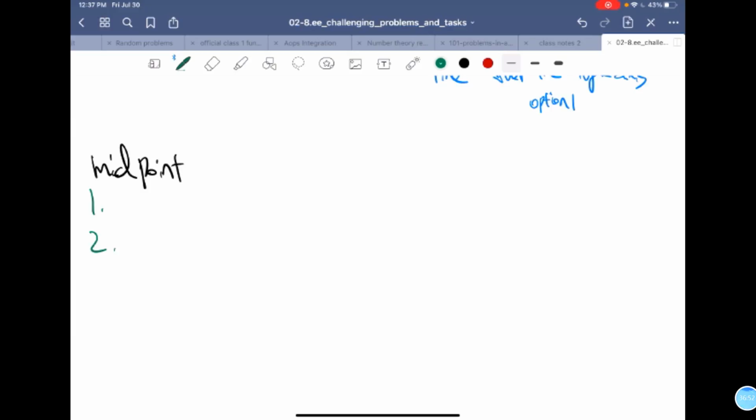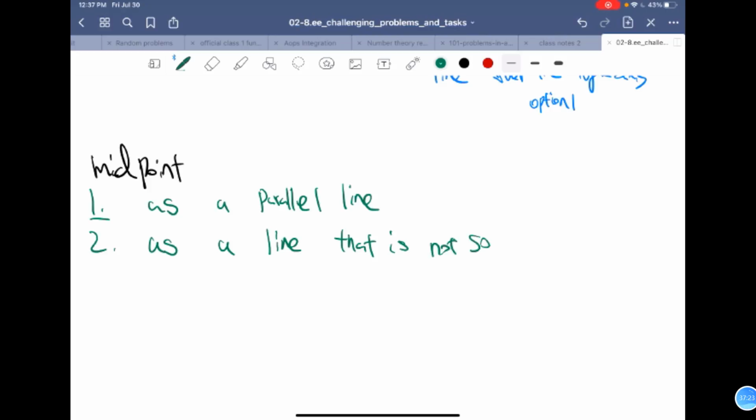All right, we're gonna look at it in a progression. First, as a parallel line. Second, as a line that is not so parallel. What it means by a parallel line.